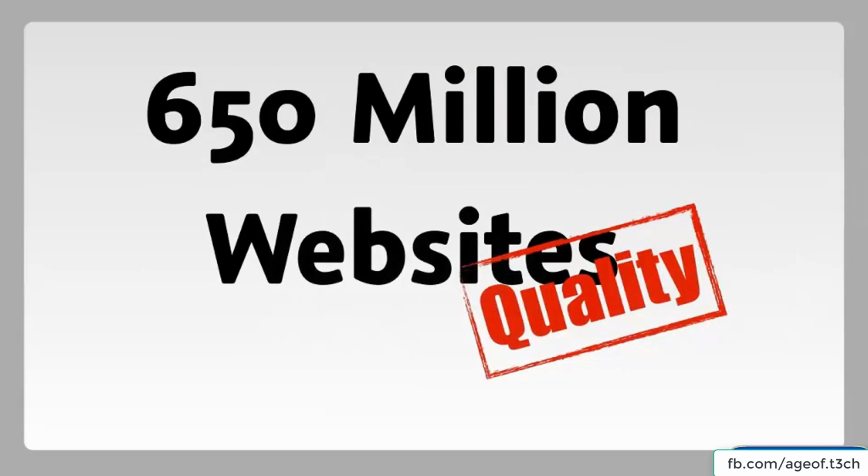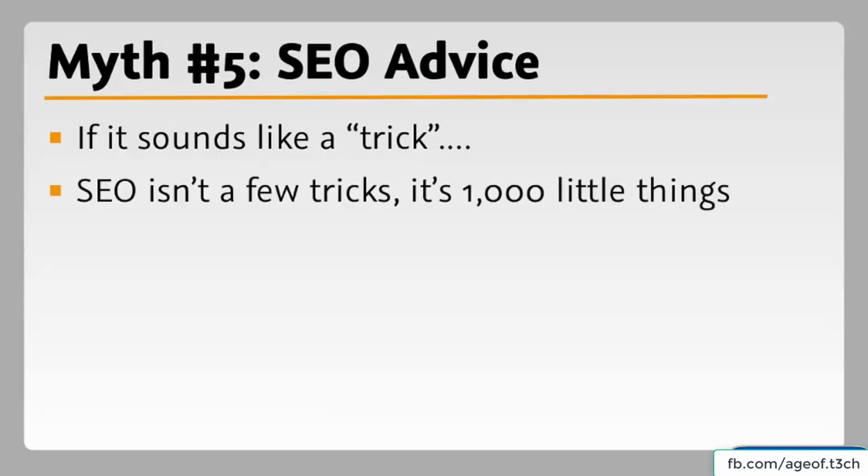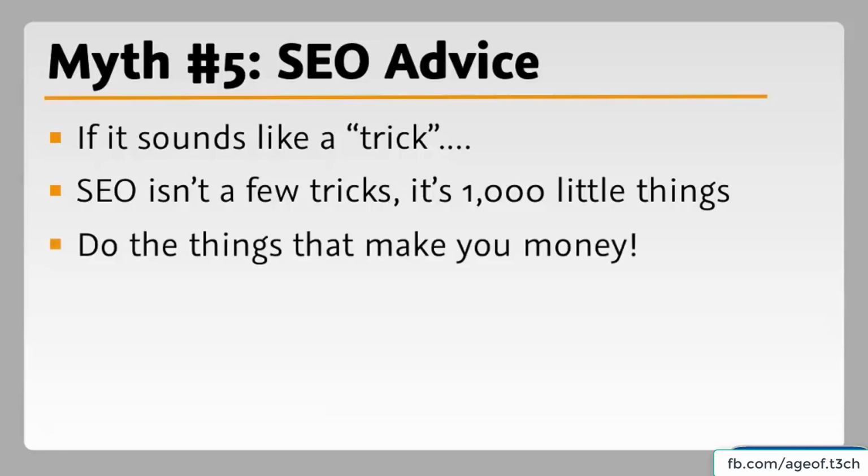And what the search engines are struggling for is quality. They want to present quality websites to their users. When it comes to search engine optimization advice, if something sounds like a trick, it probably is. And hopefully you've realized by this time through the course that search engine optimization isn't just doing one or two little things that'll help you gain rankings. It's doing thousands of little things that help develop context of your entire website and your entire business. Focus on the things that make you money rather than little tricks that might help you rank better with the search engines that you might get penalized for.